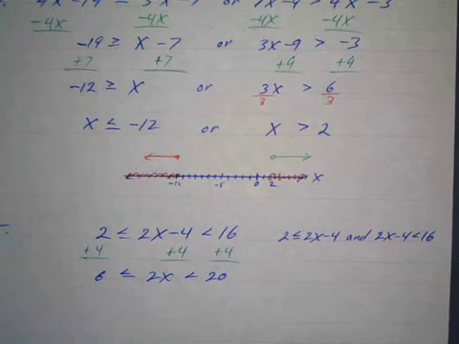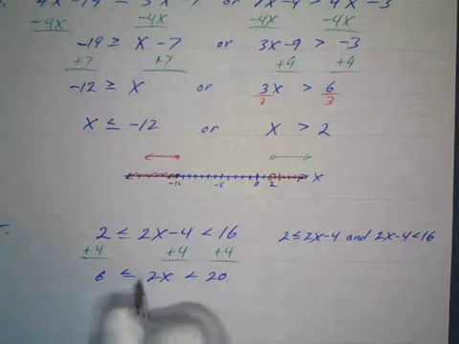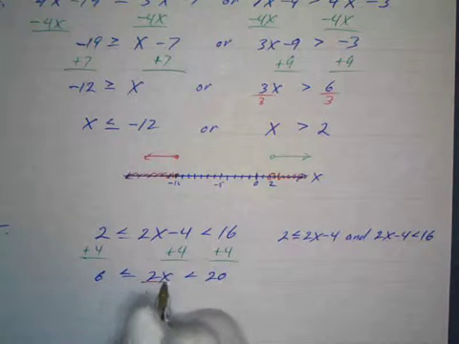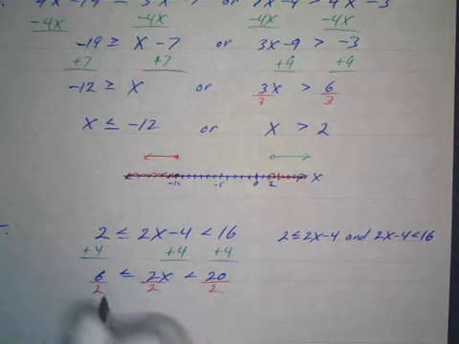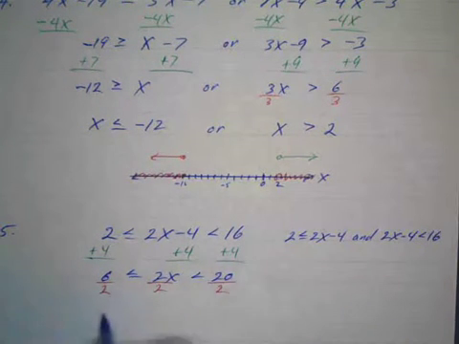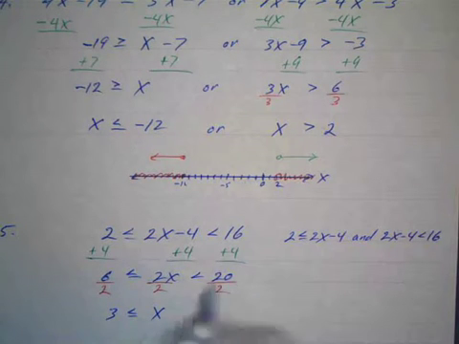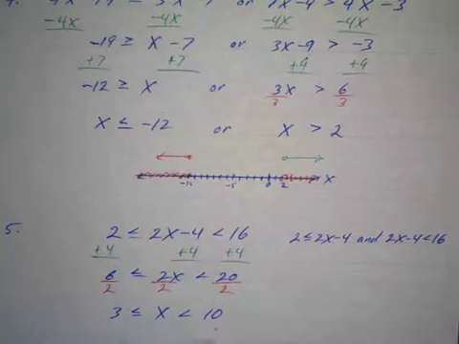Then we can divide all three parts by 2. It's a positive, so we don't have to change the direction of the inequality. If it was a negative, we would change the direction of both inequalities, that is. And then you end up with 3 is less than or equal to x, which is less than 10. Well, this is in essence saying x is between 3 and 10.